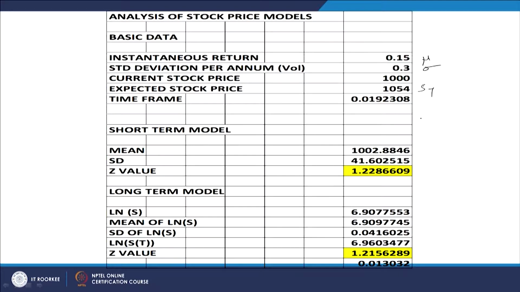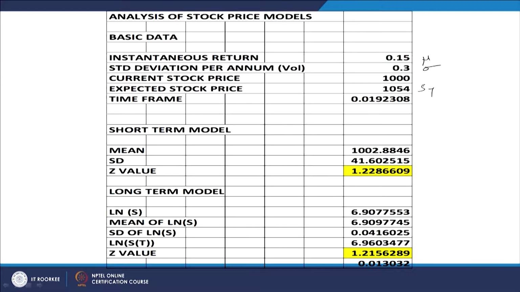time frame we have taken as 1 week, that is approximately 0.0192 years. If I use the infinitesimal model, I work out the mean as mu into S, and the standard deviation as sigma S root dt, where dt is given by this. I get the z value, the corresponding standard normal variate, of 1.2286.